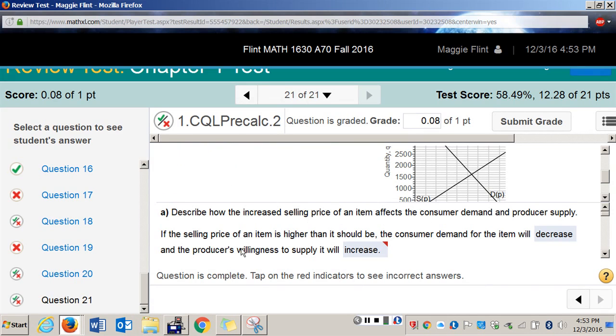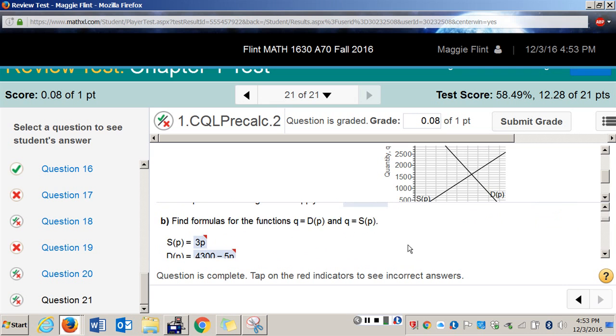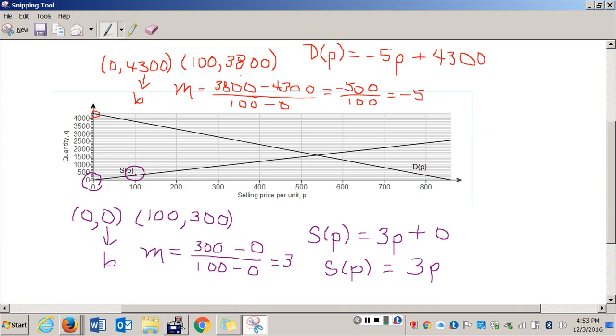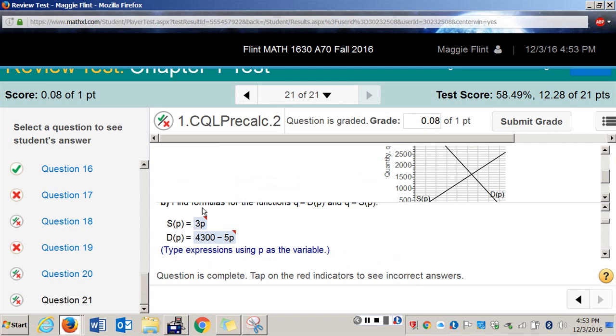And then the producer's willingness to supply it is also going to increase, because higher prices means they make more money. But of course, there is going to be a point of what's called diminishing returns, which means they're going to supply a lot more and the demand is going to be less. So the formulas that we have come up with are pretty much the same as what these are. D of P is negative 5P plus 4,300. S of P is 3P. And that's what we see here.